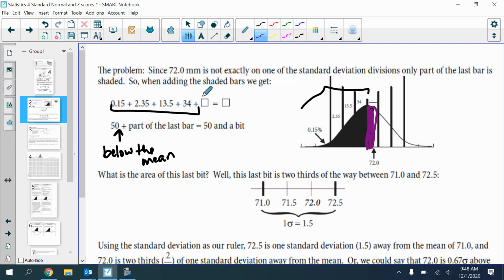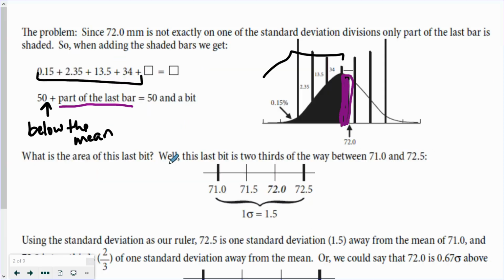So that represents this part of the last bar. So 50 and a bit. And again, I estimated that part of the last bar as, I don't know, something about 20%. So it's saying, what is the area of this last bit? And so this is what I was kind of representing previously as well.